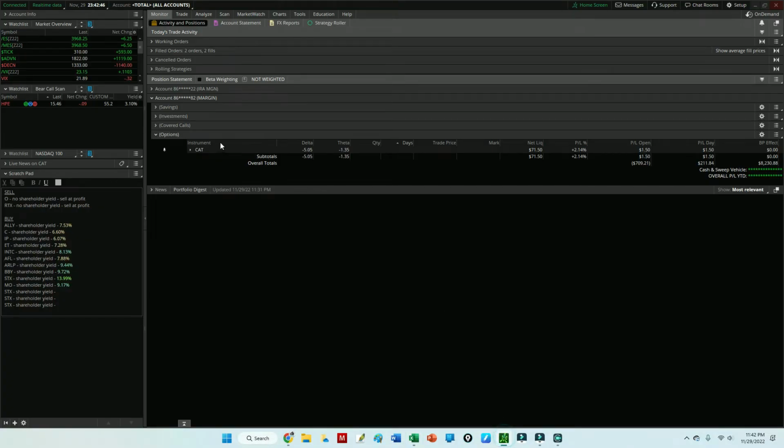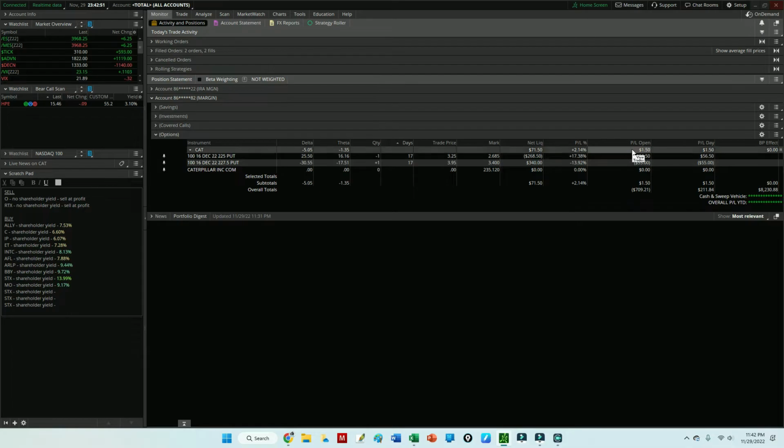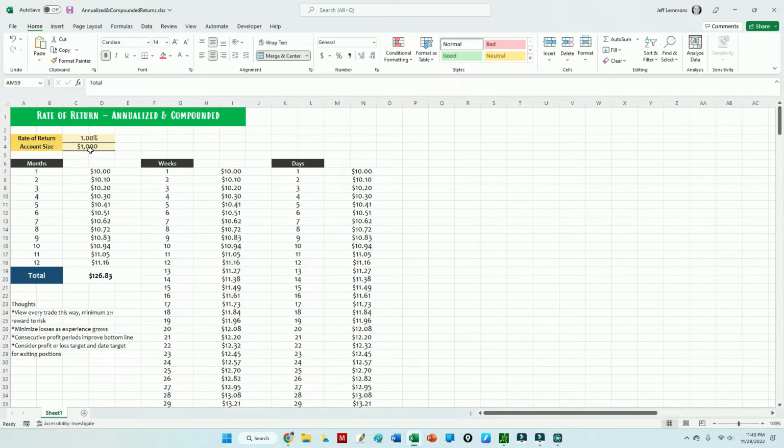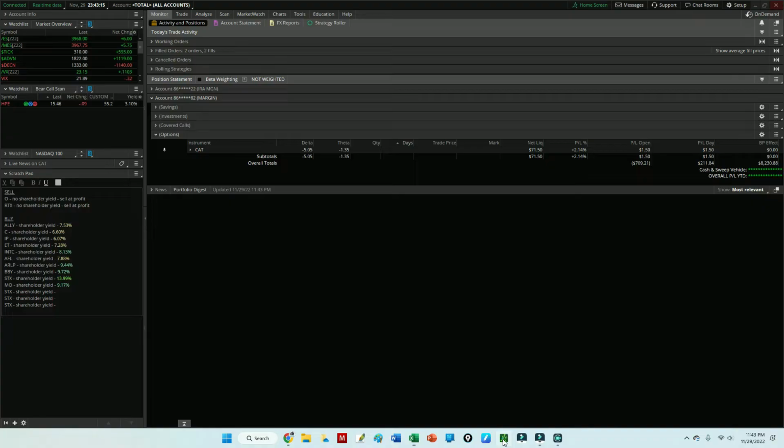I'll show you the option trade I have on right now. I've already got it pulled up on the screen. I've got a trade in Caterpillar. You can see I'm up by $1.50. You'll see that this percentage return, I've already made 2%. If I'm looking at these numbers and I'm only targeting 1%, well, this trade is done. I've made my 2%. Now I'm on to the next trade.